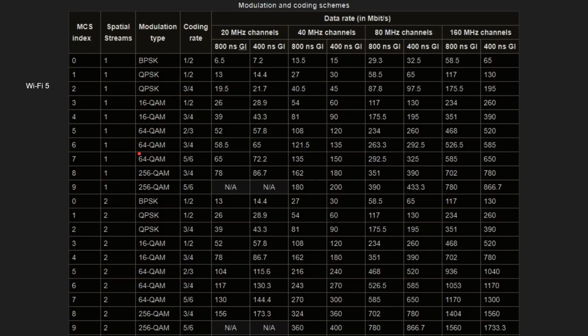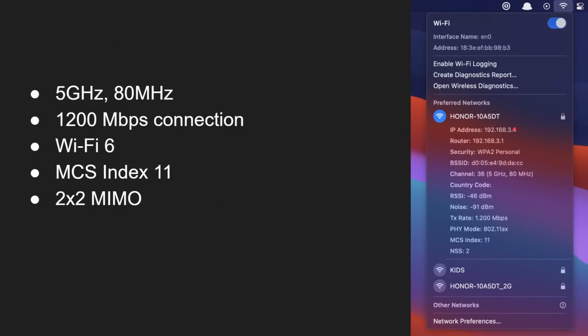What QAM level are they connecting to? Okay, and then also across here, which width of the channel, 20 megahertz, 40 megahertz, 80 megahertz, 160 megahertz. And then you can see these are the theoretical different speeds that can be achieved if you connect at these different types of connections. Now, what I'm going to show you here is on the Mac, you can actually get that information.